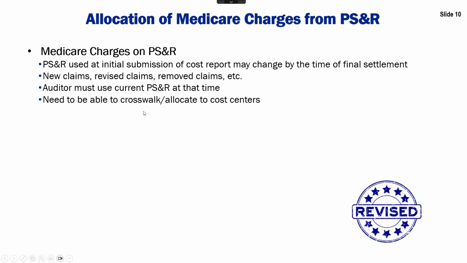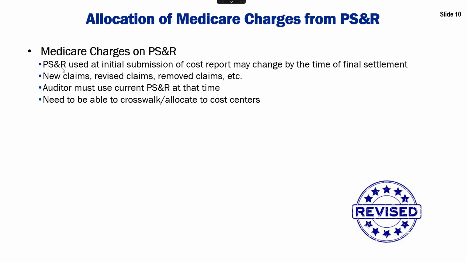So now let's talk about the Medicare charges on the PSR. We saw an example of that. We'll actually see the same screenshots in just a little bit. But the issue here is that the PSR that's used at the initial submission of the cost report might actually change by the time the auditor looks at it for final settlement. There might have been some new claims that weren't processed before. There might be revisions to existing claims, whatever the case may be.